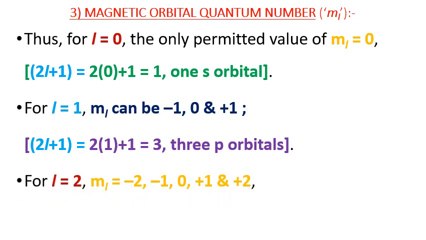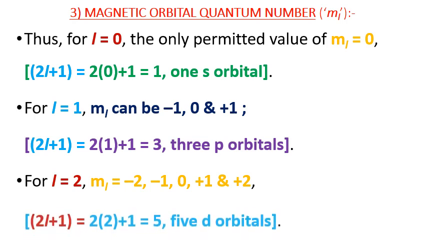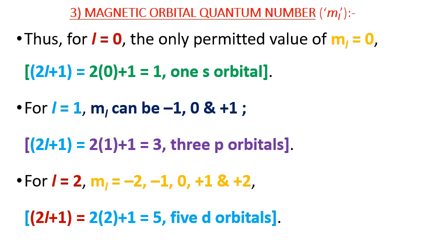For l is equal to 2, ml values are 5, that is minus 2, minus 1, 0, plus 1 and plus 2. This can be calculated by substituting the l value, that is 2, in the formula 2l plus 1, 2 into 2, because l value is 2, plus 1, which gives 5. That means there are 5 d orbitals for a given subshell having l value 2.